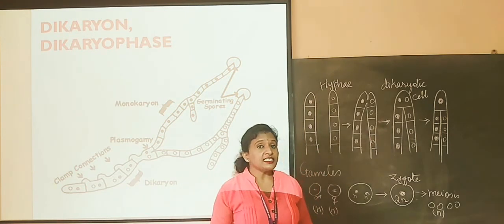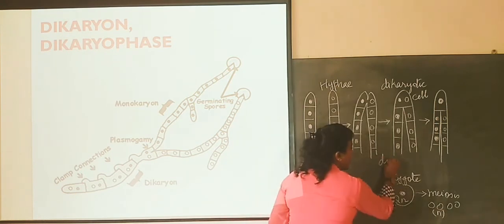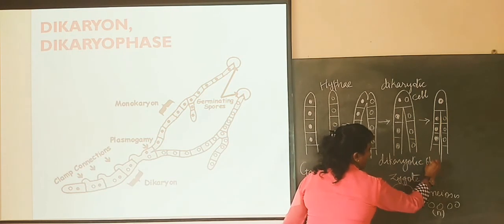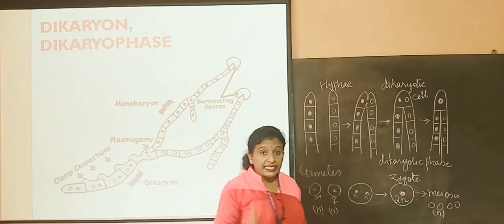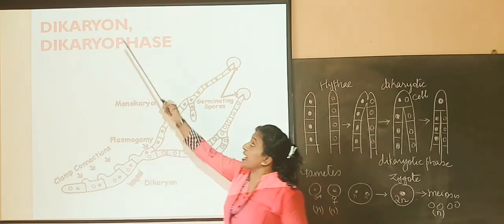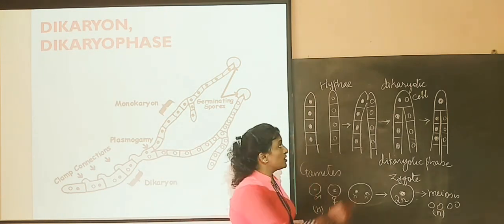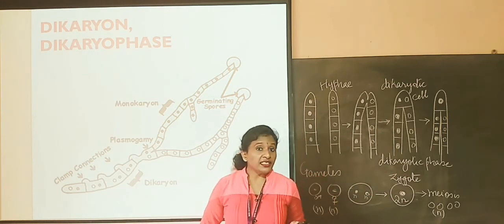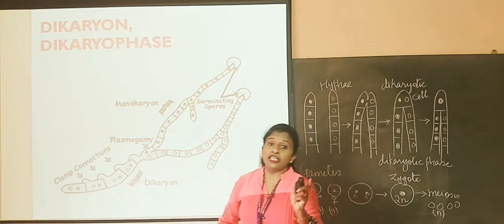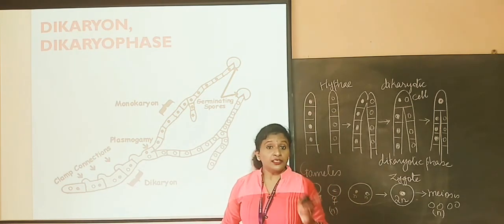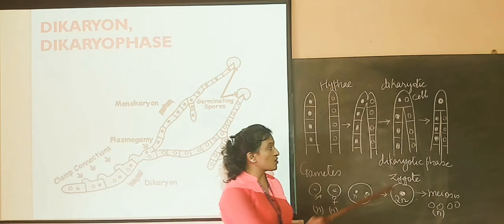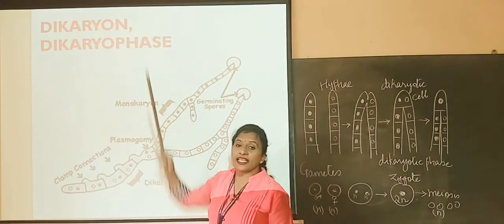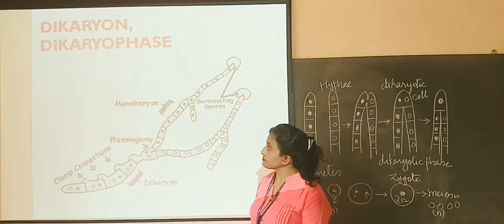Such a phase is called as dikaryotic phase. So the cell is called as dikaryotic cell. The phase wherein the dikaryotic cell will have two nuclei from any generation is called as dikaryotic phase, and the condition is called as dikaryote.